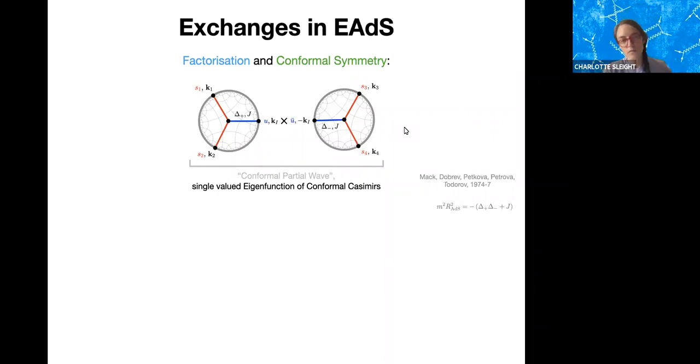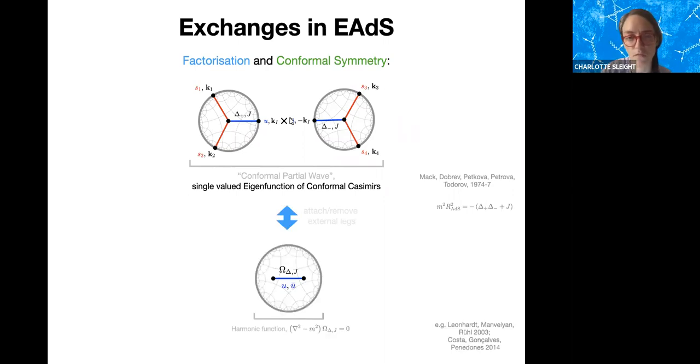So to access more general boundary conditions, the key thing to note is that this conformal partial wave on the boundary is the boundary counterpart of the harmonic function in the bulk that we were using to construct our propagators with in the Mellin formalism. In particular, the source-free equation of motion satisfied by this harmonic function is equivalent to the quadratic Casimir equation satisfied by the conformal partial wave.